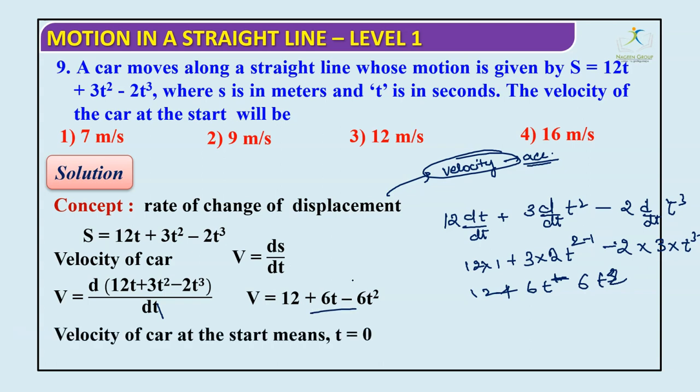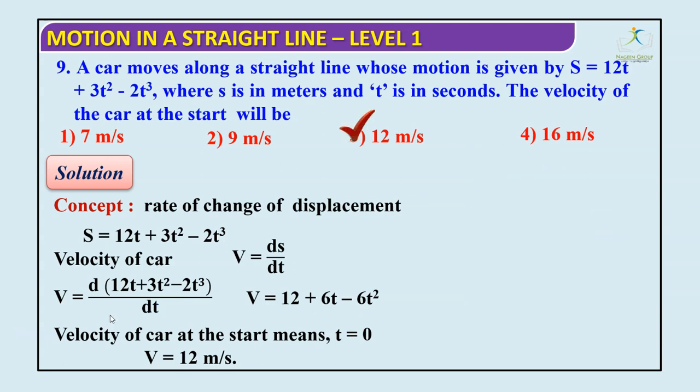So the velocity of the car starts from rest, that means t will be 0, and hence the correct answer for this question is v is equal to 12 meter per second. Hence the correct option for this question is option 3. Hope you understand, students. So we are moving on to the next question.